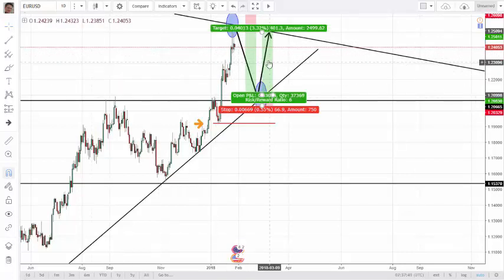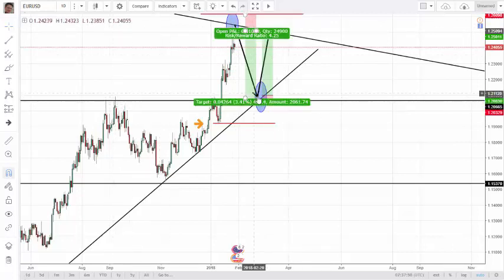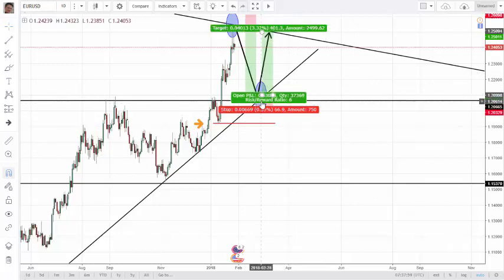But the thing is, my idea on this pair is that from here on out we will see some correction back into at least this previous resistance, now maybe support level. By then this trend line will catch up as well, so there will be some reaction around this level for sure. Great re-entry moment.